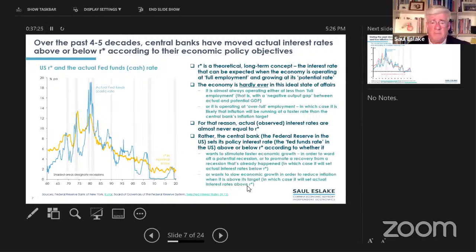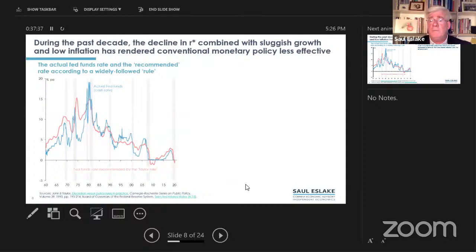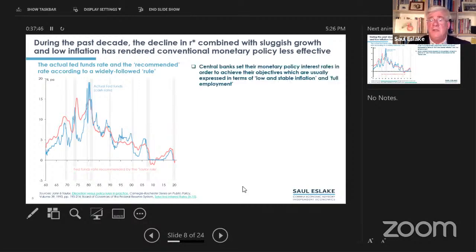Conversely, if they want to slow economic growth because inflation is either threatening to get out of control or actually is higher than they want it to be, they'll typically set interest rates above the natural rate of interest, R star. And central banks, although they would deny that they follow any mechanical policy rule in setting interest rates, nonetheless have been observed over a long period of time to behave as if they do.